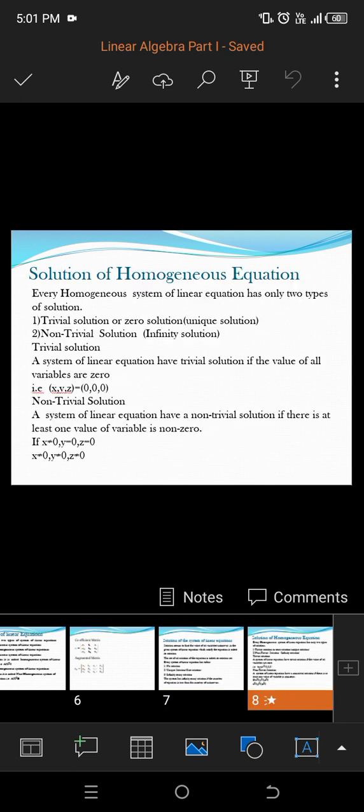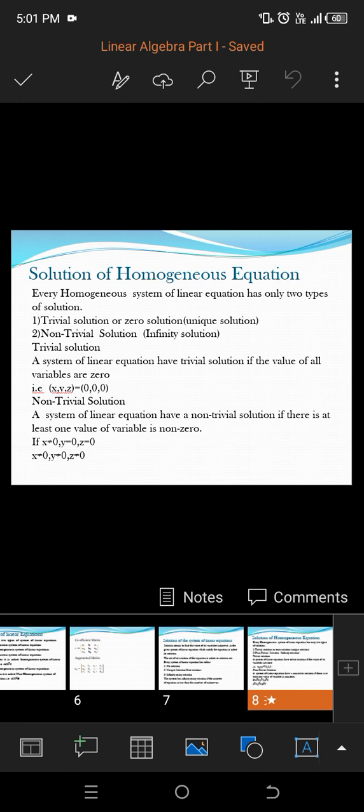Solution of homogeneous equation. We know that a homogeneous equation is an equation in which the matrix B is equal to 0, meaning k1, k2, k3 are 0. The solutions of a homogeneous equation are of two types: trivial solution and non-trivial solution. In the trivial solution, the values of all variables, x, y and z in our system, are equal to 0.